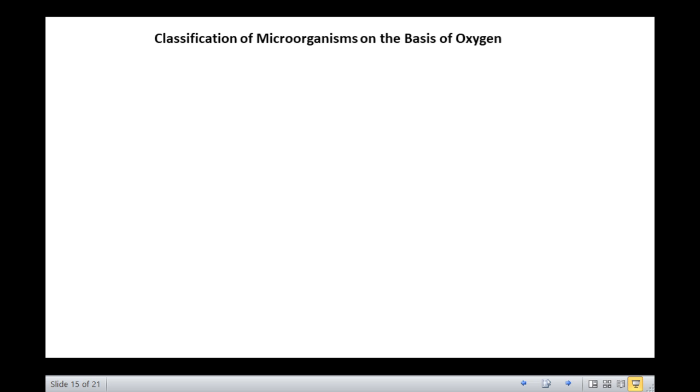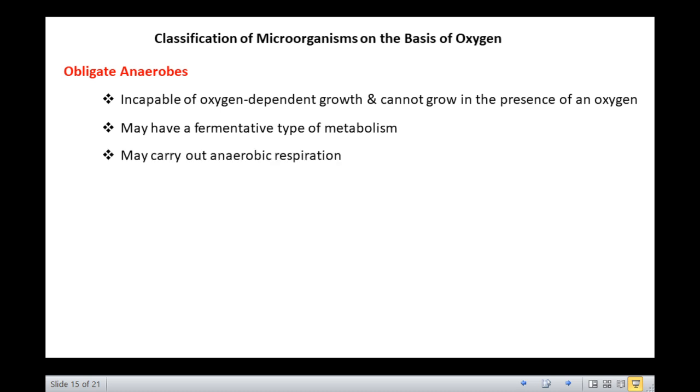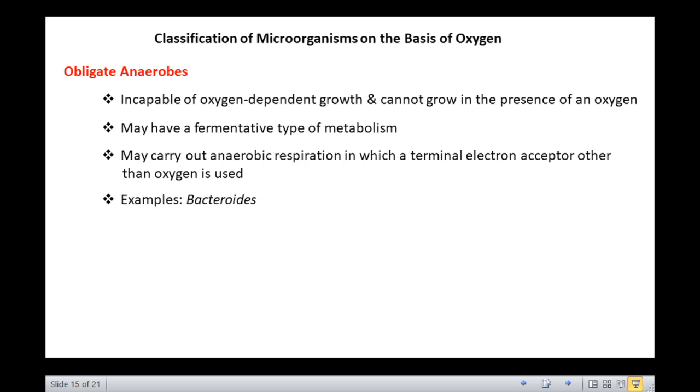The next class is obligate anaerobes. These are organisms that are incapable of oxygen dependent growth and cannot grow in the presence of oxygen concentration equivalent to that present in air atmosphere, that is 21% oxygen. Some anaerobes may have a fermentative type of metabolism. Others may carry out anaerobic respiration in which a terminal electron acceptor other than oxygen is used. Examples are Bacteroides vulgatus, Clostridium pasteurianum, and Methanococcus.